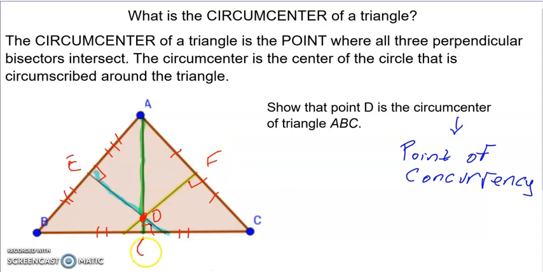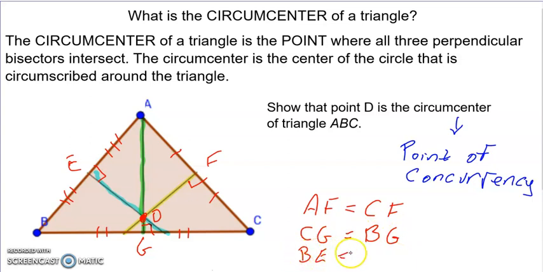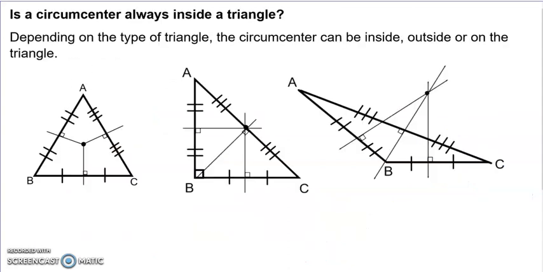What we know is the length of AF equals the length of CF. We know the length of CG equals the length of BG. Notice I'm not putting the segment mark on top, so you know I'm talking length. And the length of BE equals the length of EA. Alrighty, and that point right there, point D, is the center of what we call a circumscribed circle, and we'll probably see that tomorrow in class.